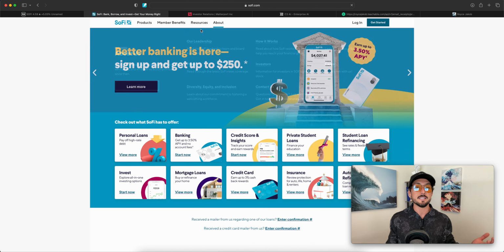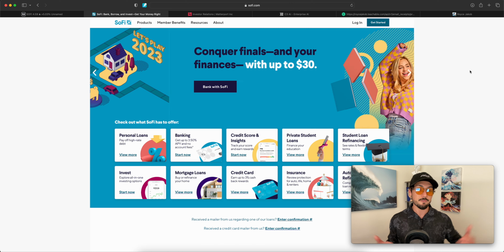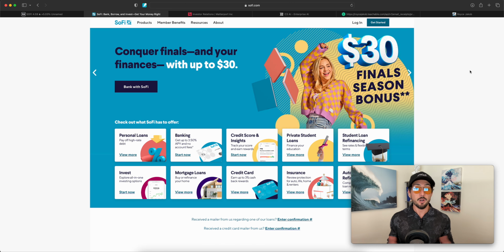SoFi, Better Banking is here. You can see the amount of products they have. They have such a crazy umbrella of investment vehicles, of investment products, of loans, insurance, credit cards. You can invest on SoFi. They have it all, okay?